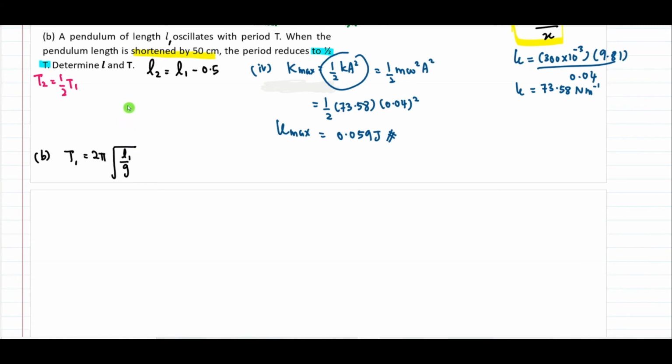Okay? So now, let's write the first condition. T1, the period of oscillation for the first case. We write here case 1, before we shorten the string. So case 1: T1 equals 2 pi square root L1 over G. To remove the square root, we can simplify by taking the square. So we get T1 squared equals 4 pi squared L1 over G. I will leave this as equation number 1.